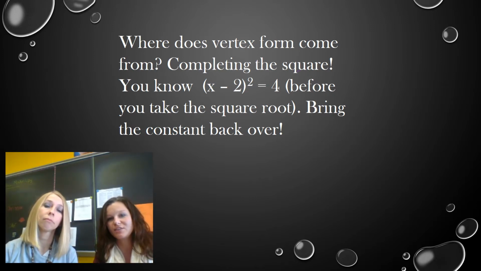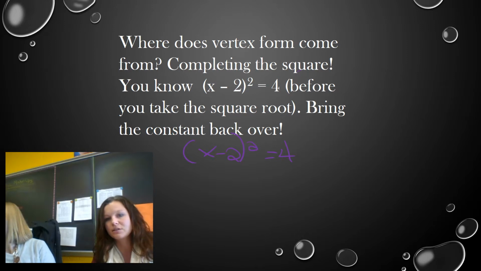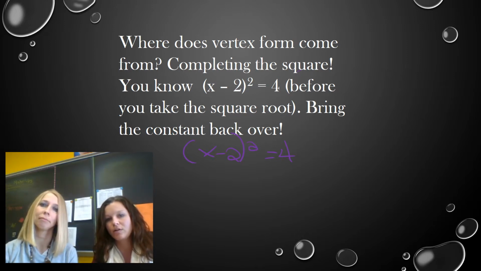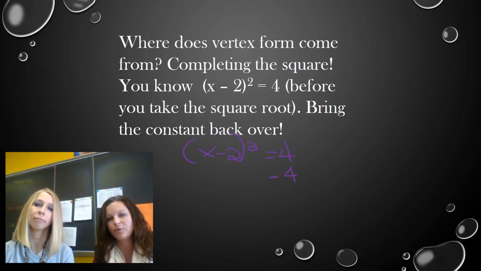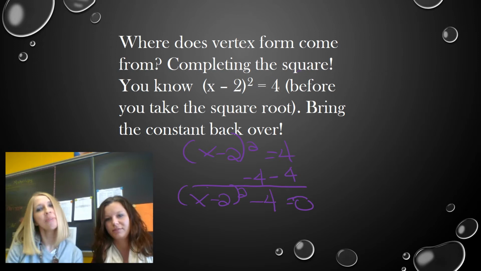So before you take the square root, we're going to bring the constant back over. So if I have x minus 2 squared equals 4, my 4 is the constant. So to bring it back over to the side where the quadratic is, I will subtract my 4. And now I have x minus 2 squared minus 4 equals 0. Vertex form. Vertex form. Cool.